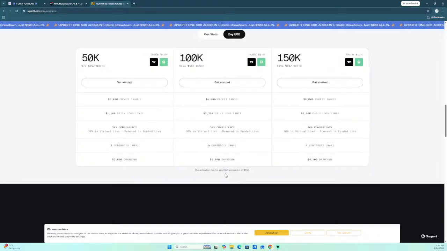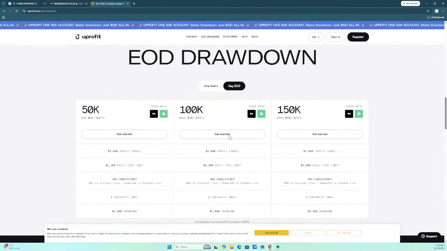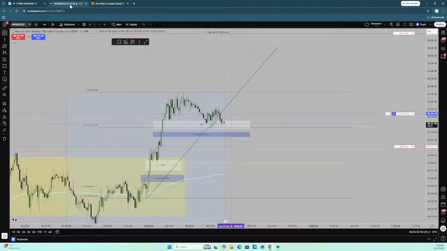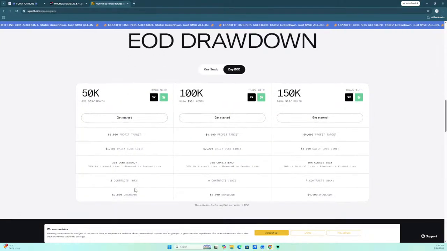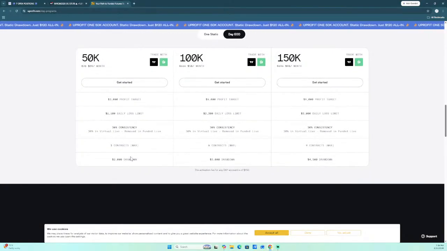Activation fee for any day account is $150. So these do charge you $150. So that's what I don't like. So let me look at the ones that don't require activation. I mean, usually it takes him about a week to 2 weeks to pass an account, so it may be beneficial to go with this prop firm. Who knows? We'll see. The static 50K is a $3,000 profit target, consistency rule, 3 contracts, and so on.